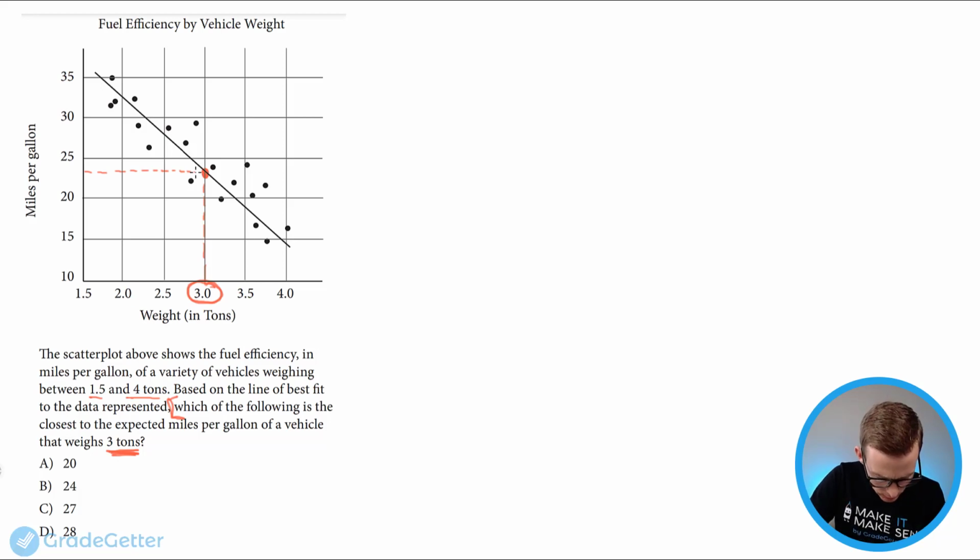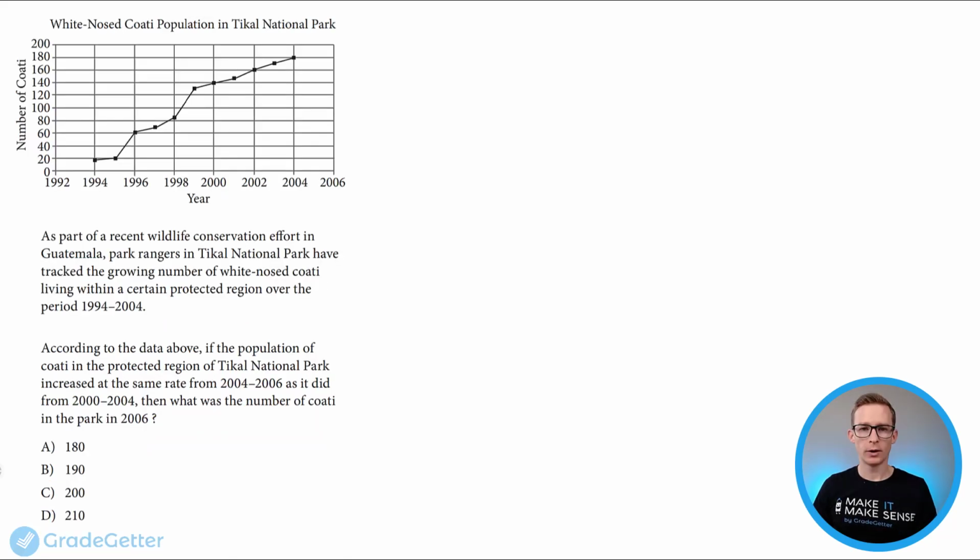So it looks like it's in between 20 and 25, but closer to 25. So it can't be A, C, or D. So our answer has got to be B. So really this problem is just testing your ability to read a graph and to know what the line of best fit means. Alright, our next problem is another graph that we have to interpret here.